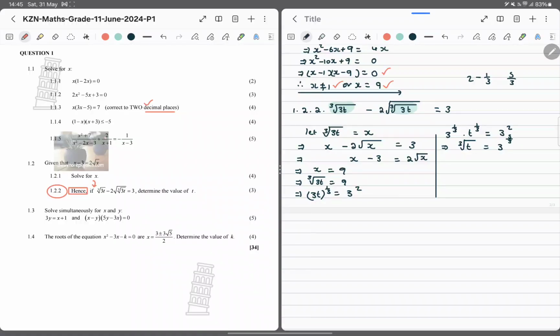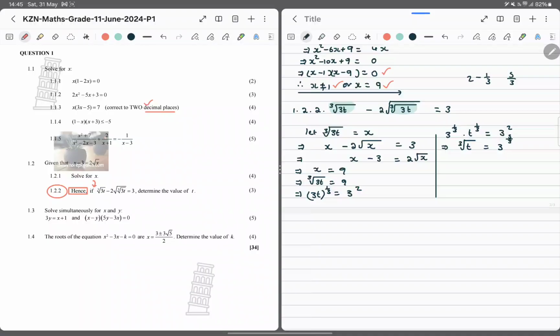Okay, so I'm using exponential laws. So when we divide by this here, we'll then move the base to the numerator and the exponents will subtract. So 2 minus a third is 5 over 3. Okay, great.